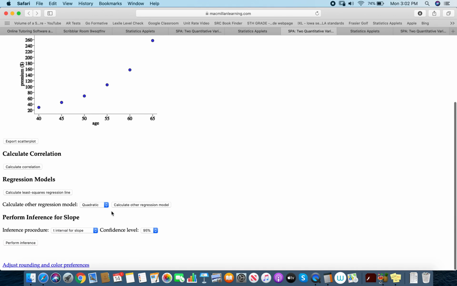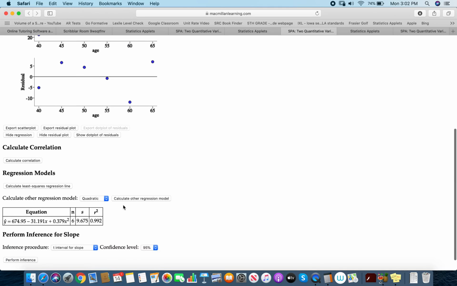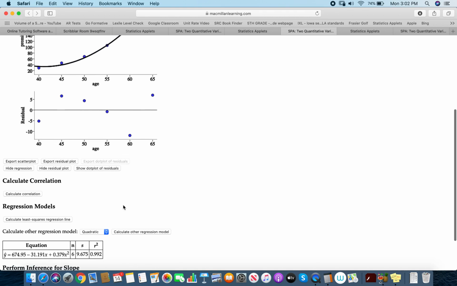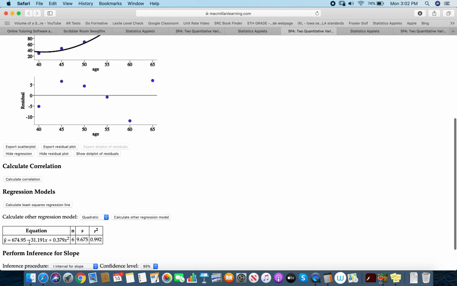So I've already put in this data one time, and this is the same data we're going to plug in twice. I'll do that in a separate table. And I'm going to begin the analysis. This time it says quadratic, so I'm just going to click on Calculate Other Regression Model, and it's going to do it in quadratic form. If it's in quadratic form, it's going to look like half a parabola. The other half would be over here somewhere, on this side.